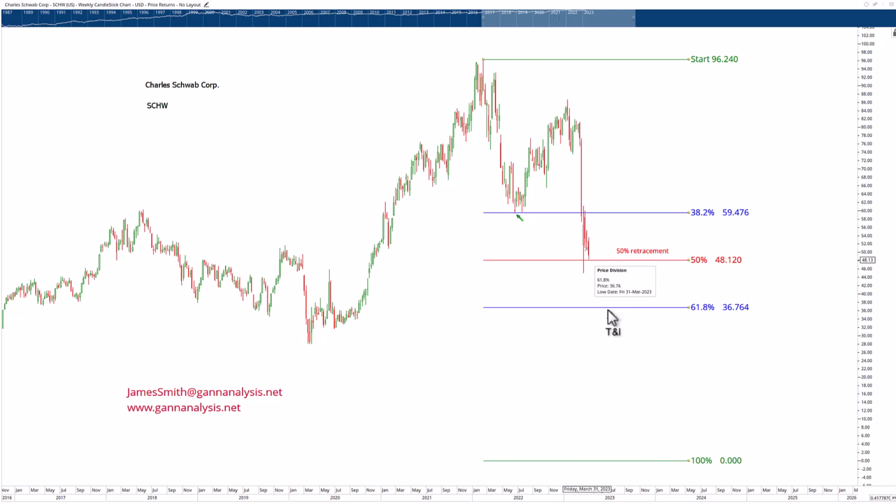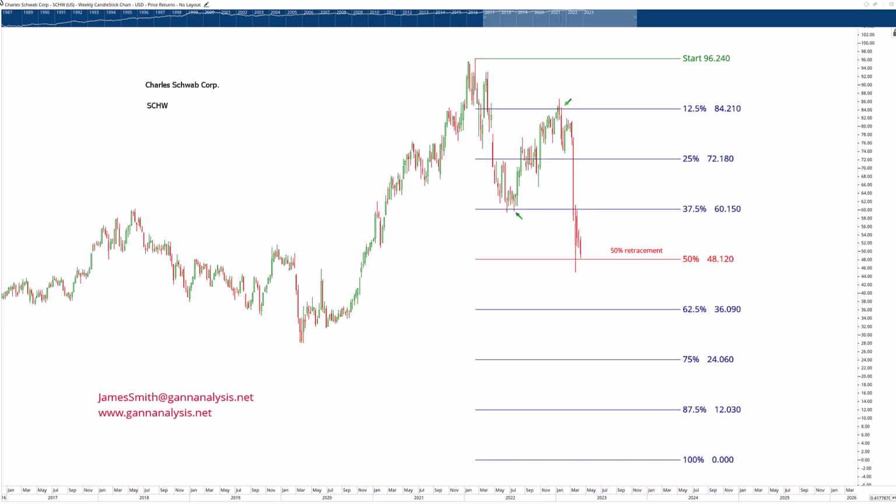It doesn't mean it has to go down here. First, you'd want to see it take out the 50% mark at 48.12. If that doesn't happen, you still have to consider the possibility that this is a low. So you want to keep an open mind. Let the market tell you what it wants to do. If you see it taking out this support here, okay, then you can start thinking about this level. But for now, we don't really know, do we? So keep an open mind on that, and let's see what the market gives us.